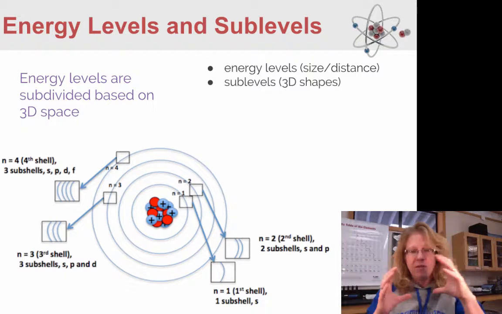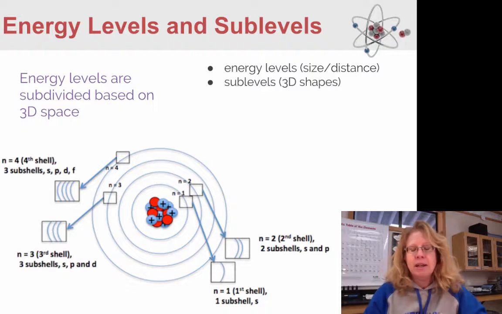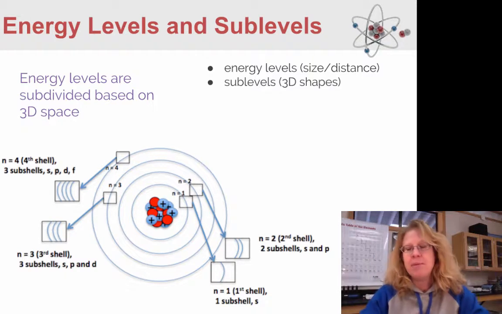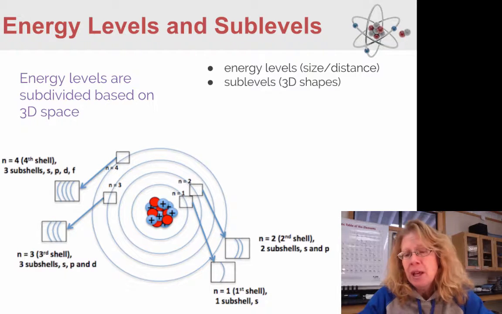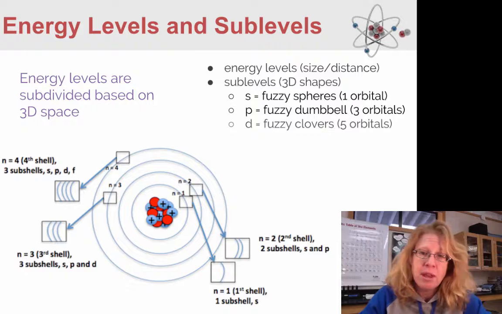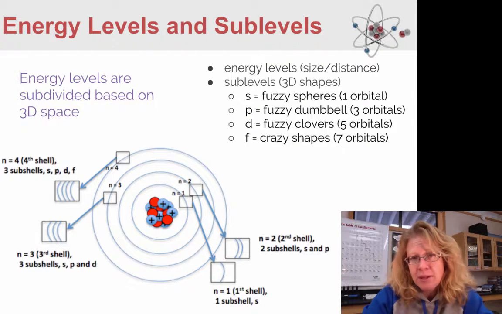So instead of just being a sphere, it's the way that 2 or 6 or 18 or whatever electrons can share that general space, and how do they subdivide that? Well, that is called a sublevel. Furthermore, these sublevels have particular shapes associated with them, and you're familiar with some of these. Sublevels S, P, D, and F are the names of those sublevels. Each one of those sublevels is associated with a particular 3D shape.